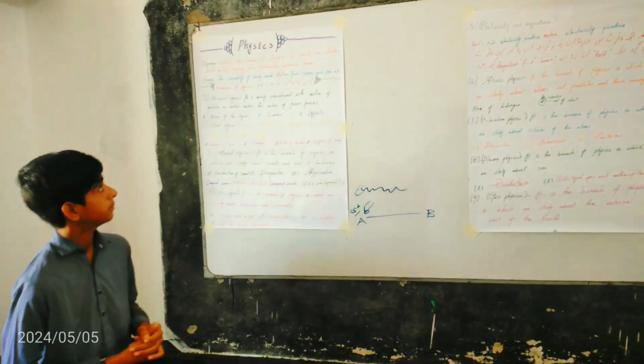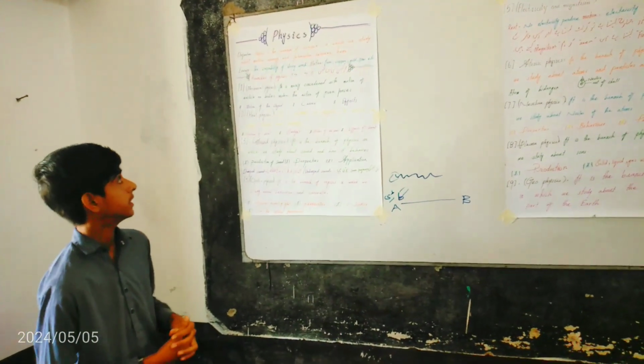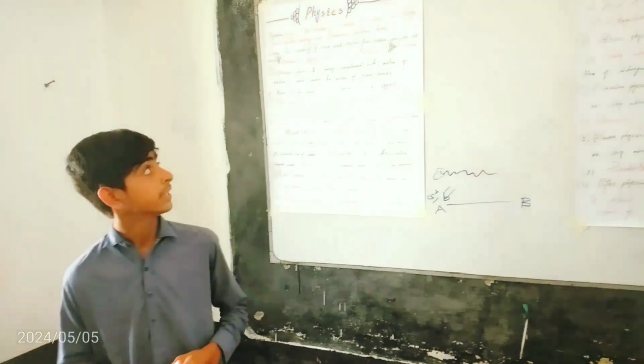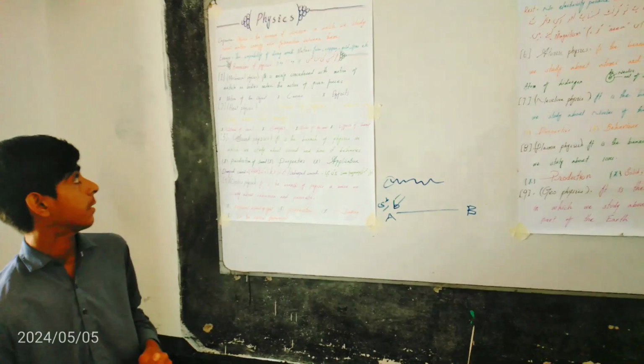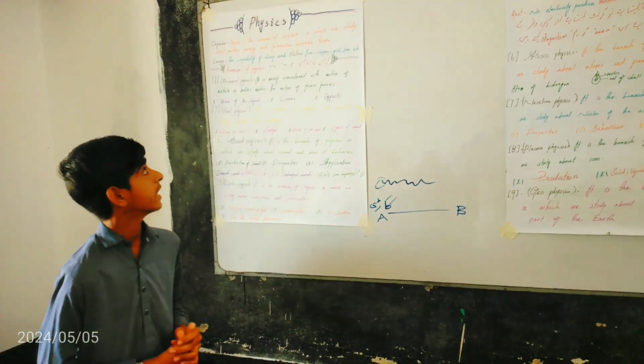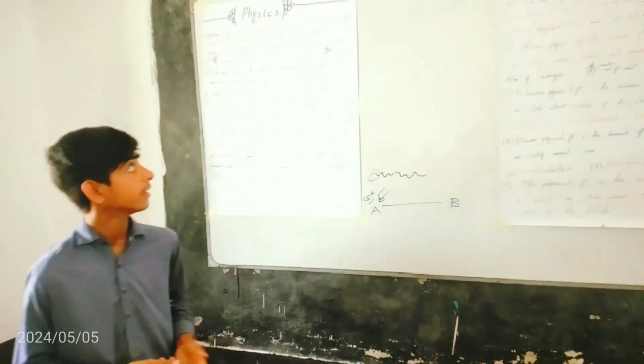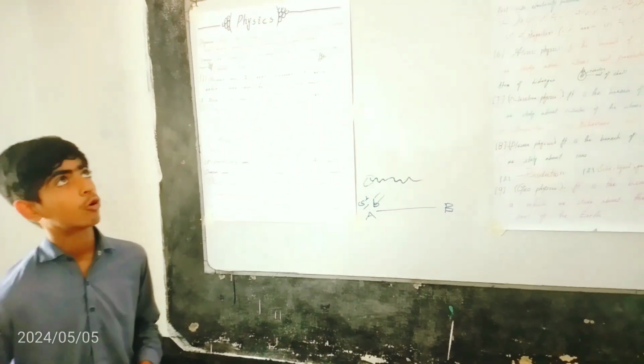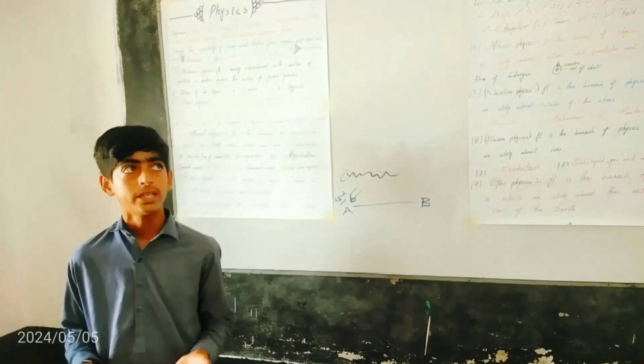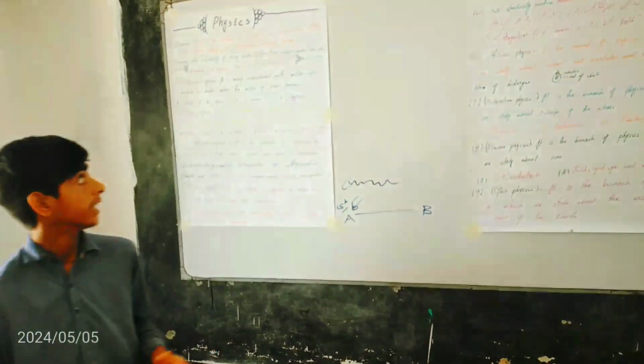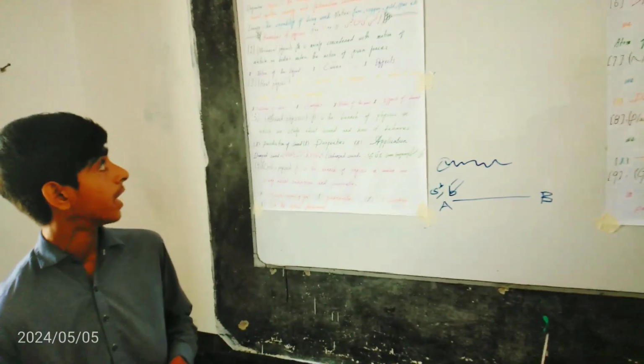Explain physics and branches of physics. Definition: Physics is the branch of science in which we study matter and energy and the interaction between them. What is energy? Energy is the capability of doing work. And matter is anything that occupies space and can have a weight. That's called matter.